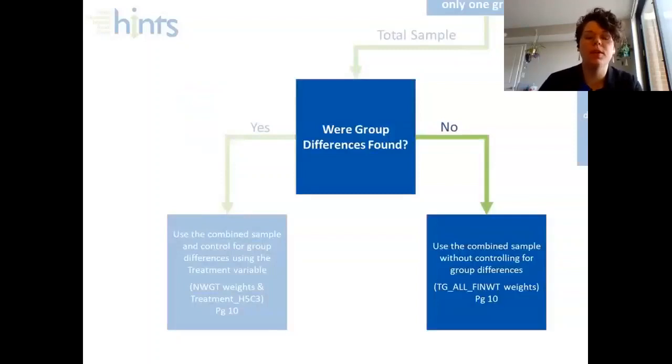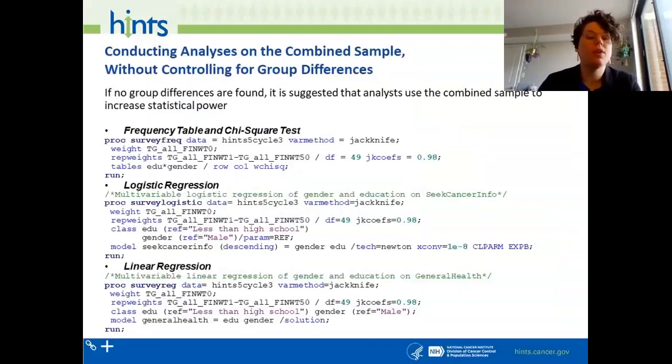Within SAS, this is going to look very similar as you've already seen before, but if there are no group differences found, it's suggested that analysts use the combined sample to increase your statistical power. So here is sample code for conducting a frequency table and chi-square test, a logistic regression, and a linear regression. One thing that I do want to point out is that within the replicate weights, because there were no group differences, we can pretend like this is one group. So in this case, the number of replicate weights would be 50 times one group. So you would have 50 replicate weights. Your denominator degrees of freedom would be 49 times your number of groups, one group. So your denominator degrees of freedom would be 49. Otherwise, your code would be exactly the same.